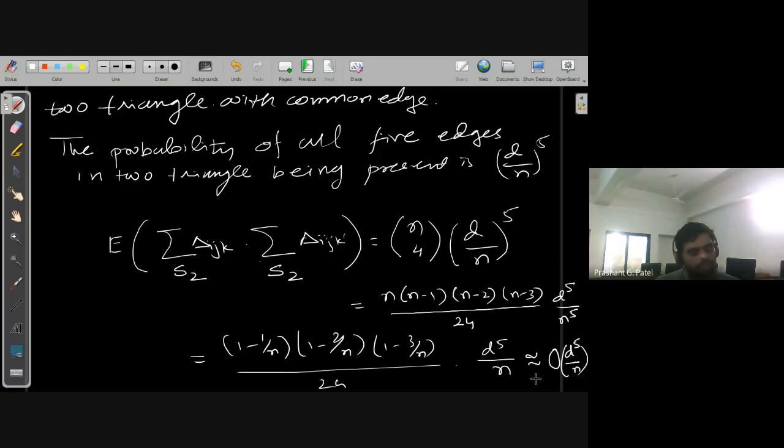So there are very few triangles in the graph, with the probability of two triangles sharing an edge being extremely unlikely. That means this will tend to 0. So if n tends to infinity, this will tend to 0. So this type of situation occurring in the graph is very rare. So after the S2 situation, we now have S3, case number 3.